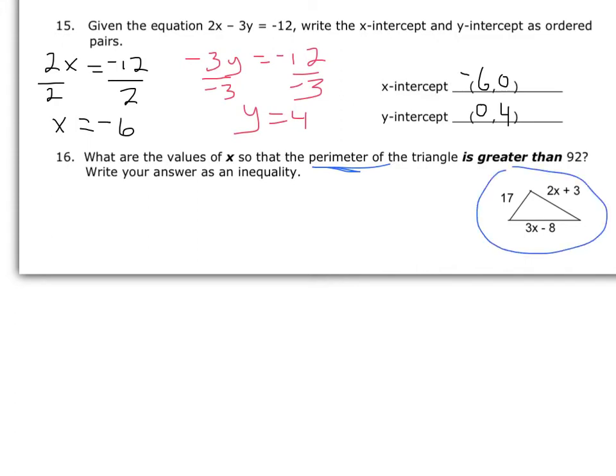Of course, we can only combine like terms. So I'm going to take the x's and add them. I have 2 here and 3 here. Gives me 5x. And we will add the whole numbers. So 17 and 3 is 20. And then 20 plus a negative 8 is 12. So plus 12.